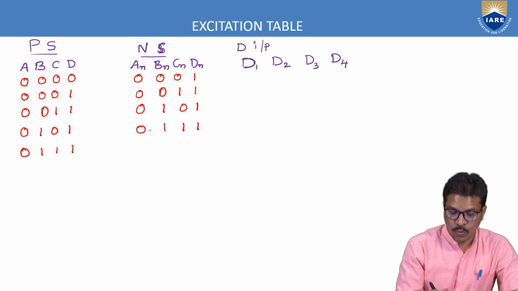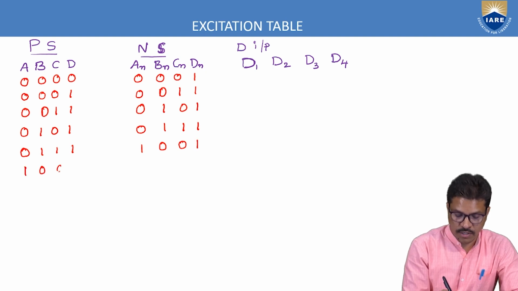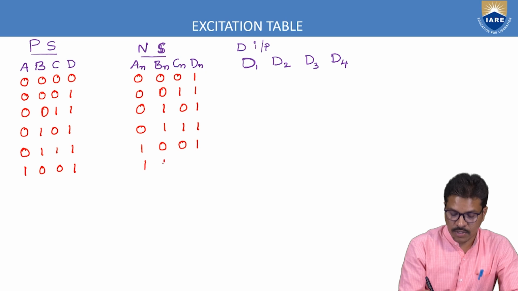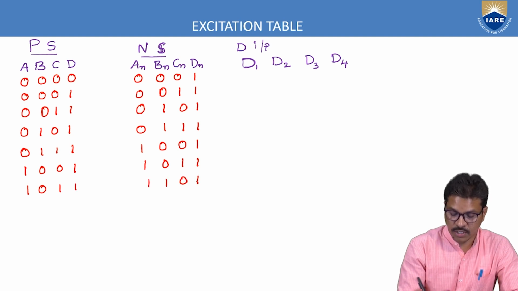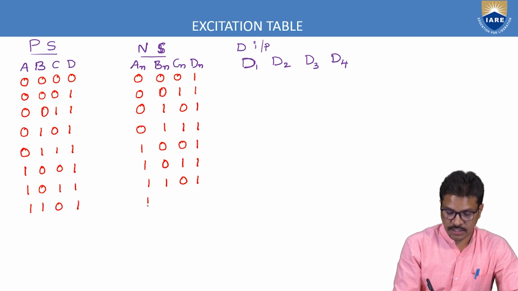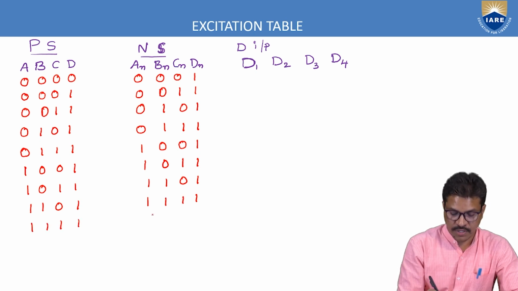Then we have 9, 0, 0, 0, 1, 1, 0, 0, 1, 1, 0, 1, 1. Next present state is 11. Next is 12. Sorry, 13. If the present state is 13, the next state is 15. If the present state is 15, again it goes to 1.